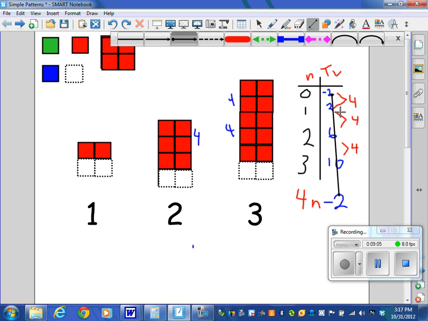So that's another skill that you're going to have to do in order to understand and work with the test. The next thing we're going to do is we're going to turn this pattern into a scatter plot, which is simply just a graph.